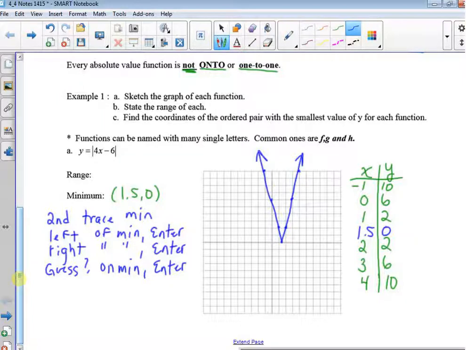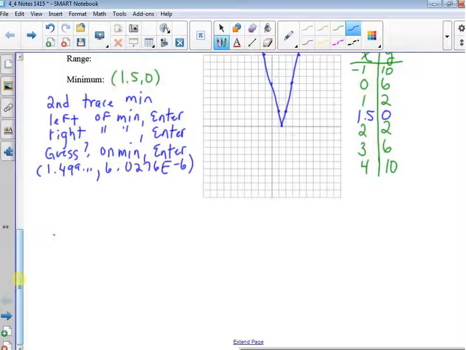These are just quotes, by the way, which mean the same, of min. And when the guess came up, 1.499, and then it was like 6.0276 e negative 6, that really just meant 1.5 comma 0.